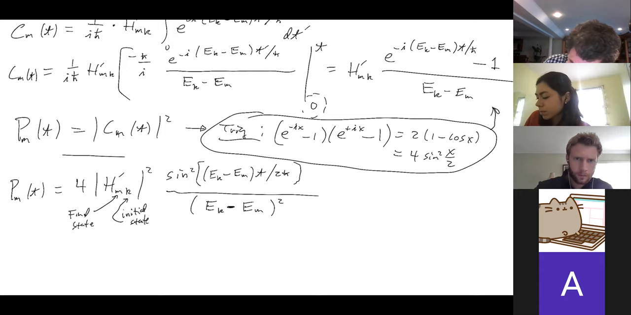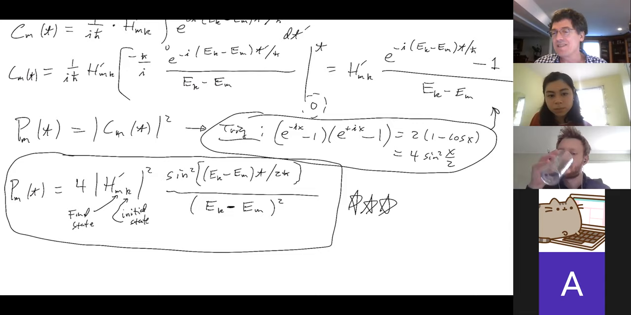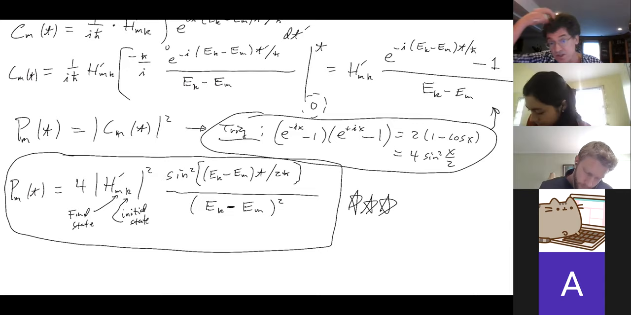Okay, so this is a big important result. This guy gets 3 stars. We just derived a very important result. I would say this might even be the most important result from time-dependent perturbation theory, like the actual final result. And so let's try to figure out what this means.